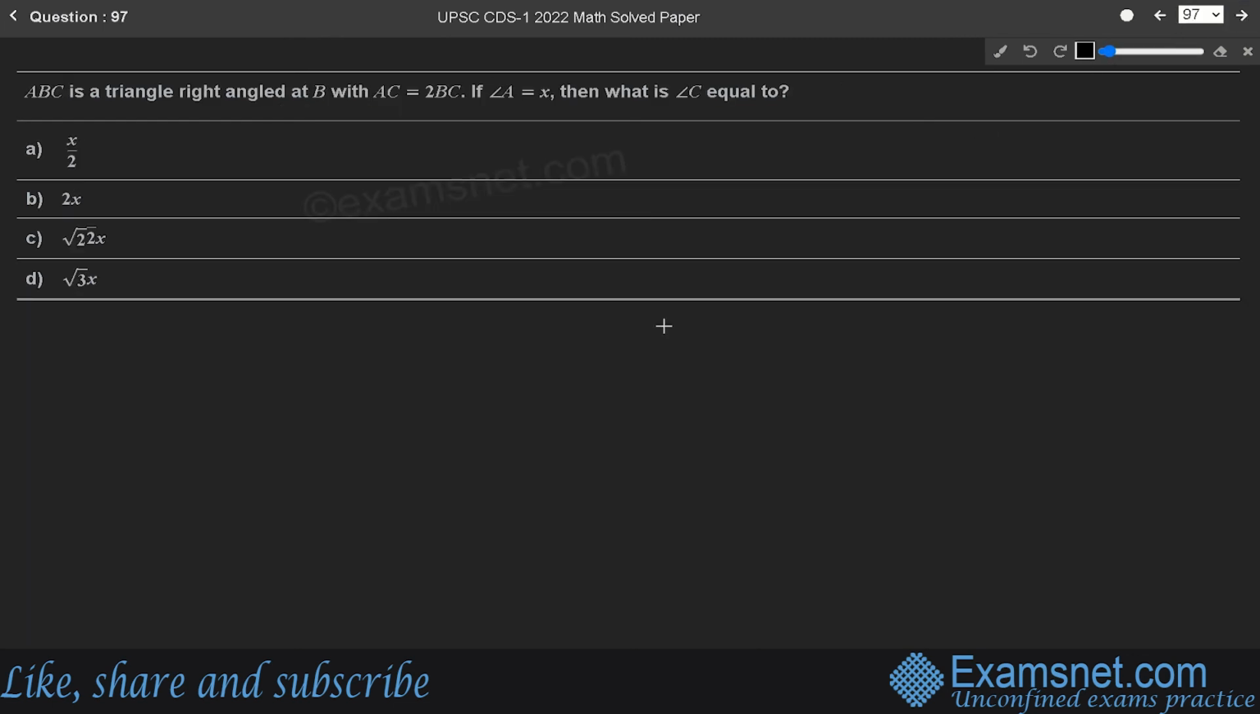Next question is, ABC is a triangle right angled at B with AC equals 2BC. If angle A is equal to X, then what is angle C equal to? The question is about a right angle triangle. It means that this will be the right angle triangle ABC. It is right angled at B, so this will be 90 degrees.